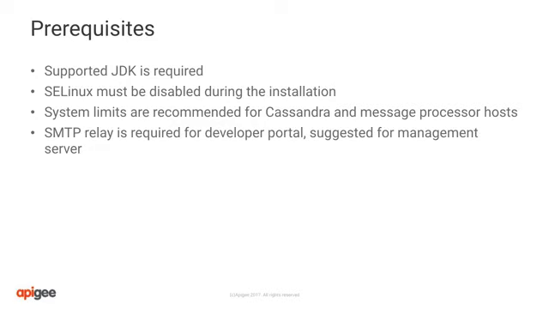If you are installing the developer portal, you must have access to an SMTP relay. The management server can use an SMTP relay to deliver mail if it's available, but it is not strictly required for the management server to function.